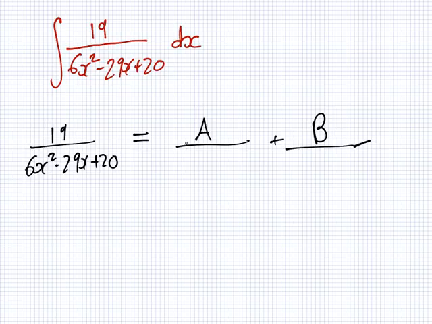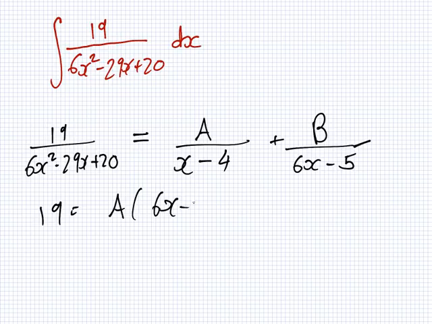Okay, let's do it together then. So were you able to get the factors? What were they? x minus 4 and 6x minus 5. And then when we multiply, we get 19 = a(6x minus 5) plus b(x minus 4). So of course we first make x equals 4. And then we'll get, let's see, 24, and a is 1? Yeah.